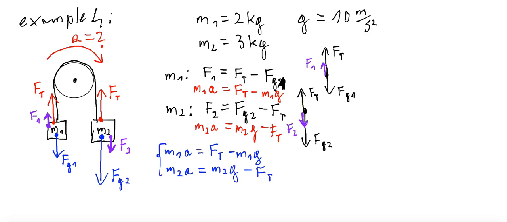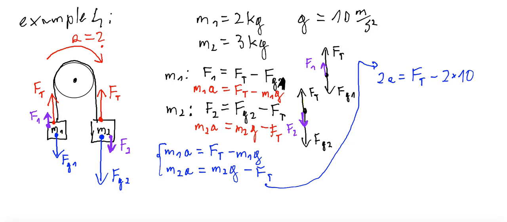Okay? Acceleration of both objects is the same, both are connected by the same string. Masses and G are given, so there are only two unknowns, the tension and acceleration. Okay, I'm going to continue with these two equations here. So let's substitute. M1 is 2, so 2 times acceleration is equal to tension minus 2 times G, which is 10. And second, M2 is 3, so 3 times A is equal to M2 times G, so 3 times 10 minus tension Ft. Okay? And all you have to do is solve it.